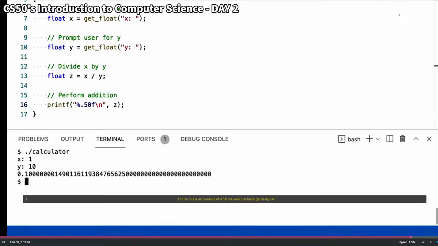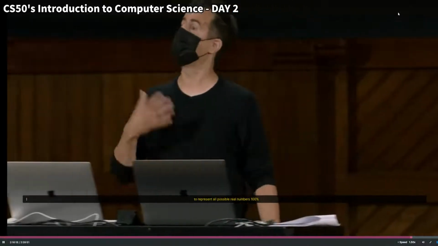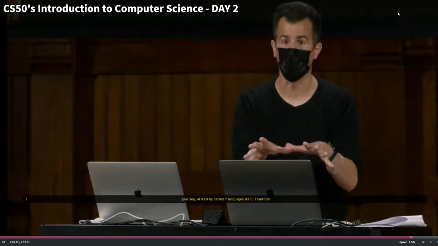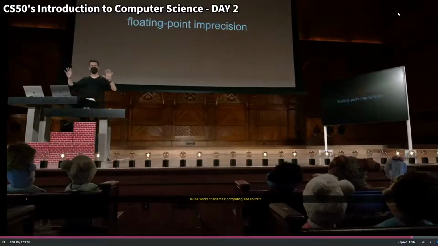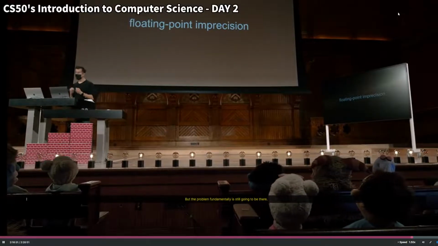And so this is an example of what we would actually generally call floating point imprecision. Floating point imprecision refers to the inability for computers fundamentally to represent all possible real numbers 100% precisely, at least by default, in languages like C. Thankfully, in the world of scientific computing and so forth, there are solutions to this problem that just give you more digits, but the problem fundamentally is still going to be there.